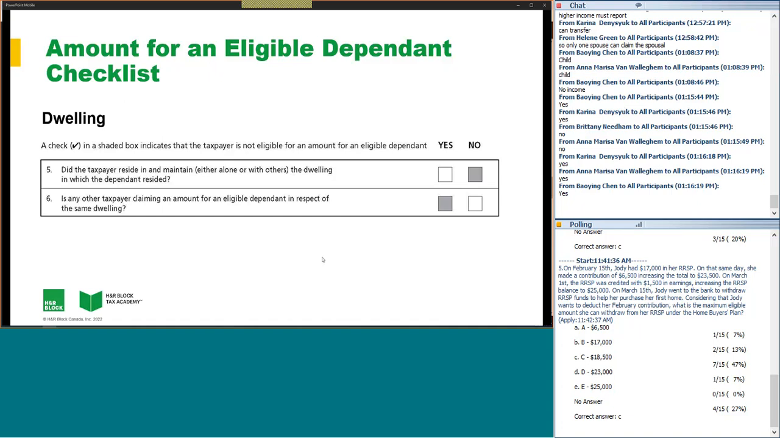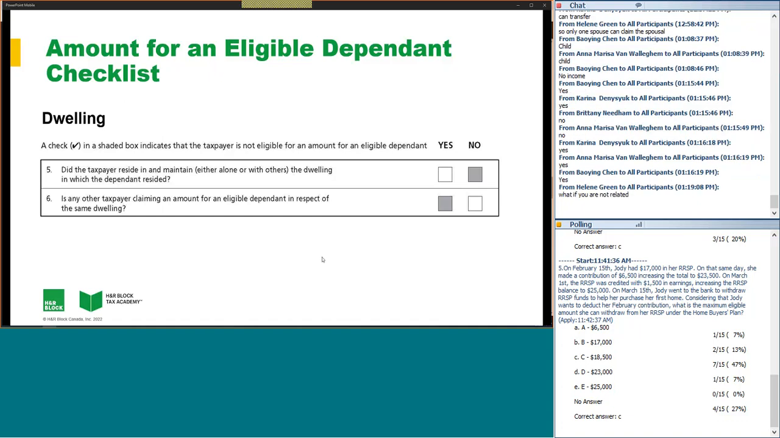Okay. So if anybody else in the same house where the dependent is claiming an eligible dependent, you don't get it. Doesn't matter if you're related. So Helene, good question. Doesn't matter. One per dwelling. This is a very valuable credit. They don't want to give more of them than they need to, and that is the rule that they have made.